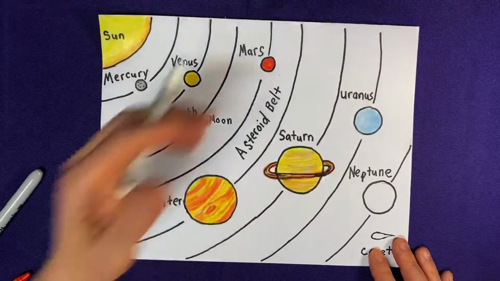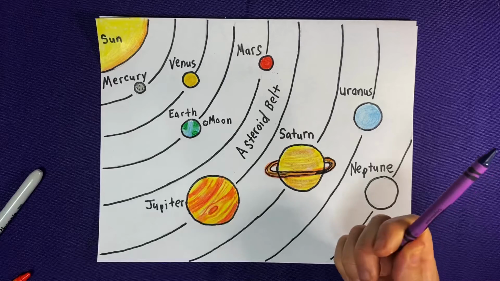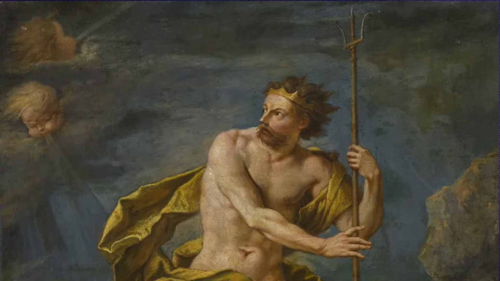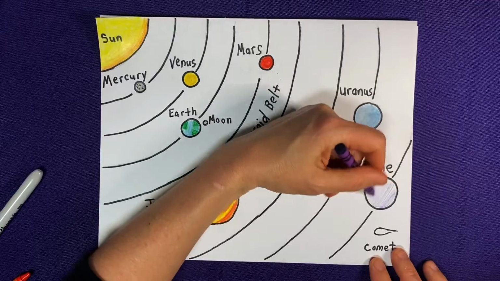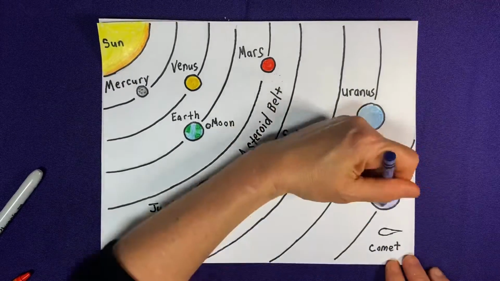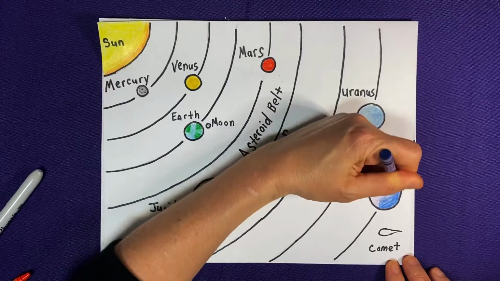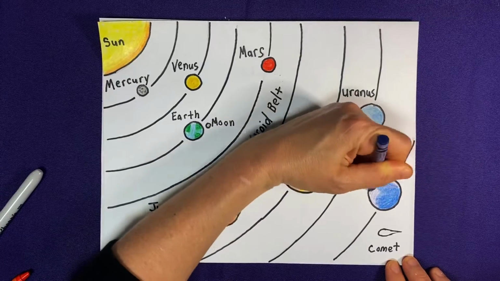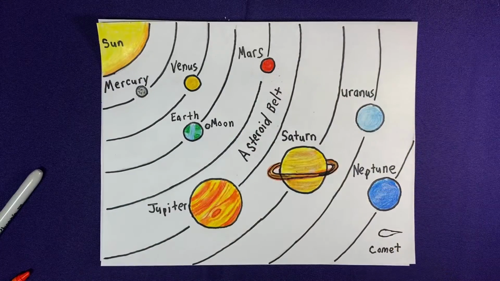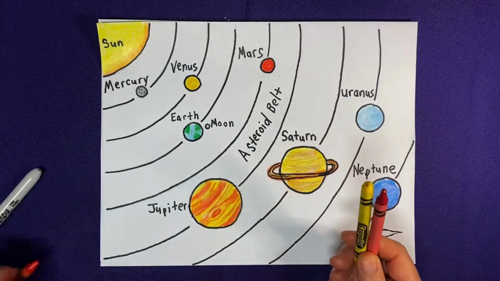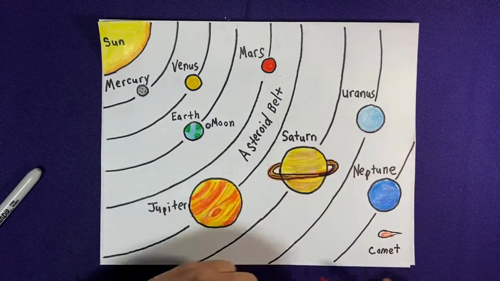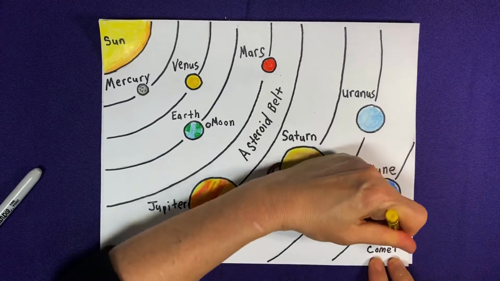We only have one more planet left to go, Neptune. Neptune is named after the Roman god of the sea. It is the furthest planet from the sun, and it's an icy, cold planet. Fill that blue in, mix a little purple and blue. And then if you added anything else in the corner, any extra things, go ahead and color those in however you'd like.